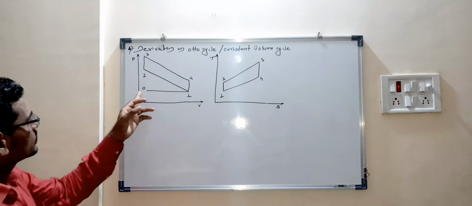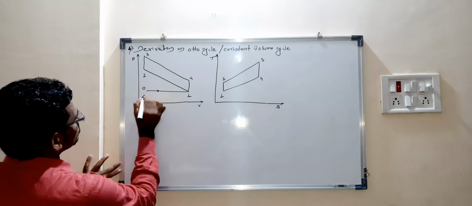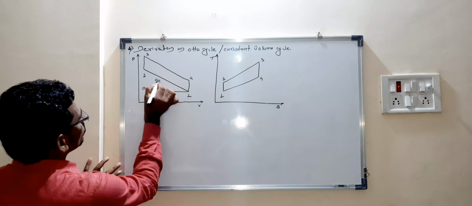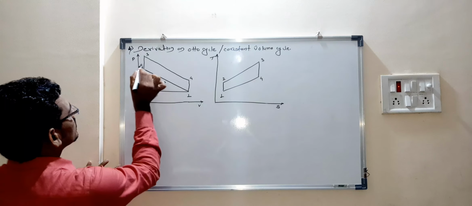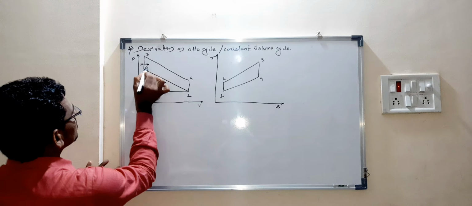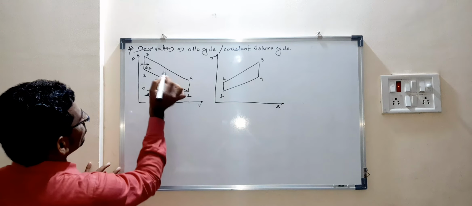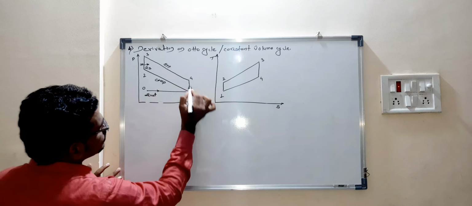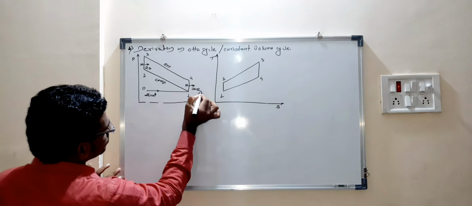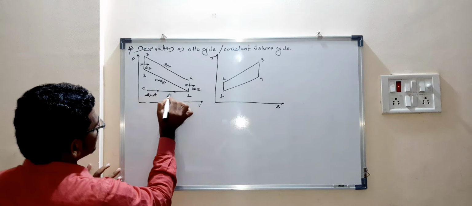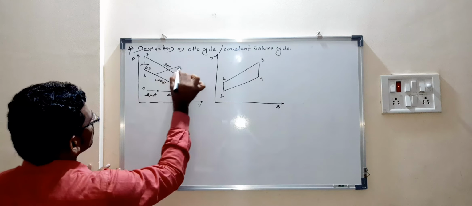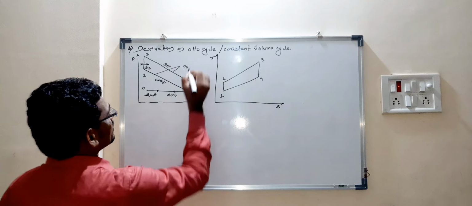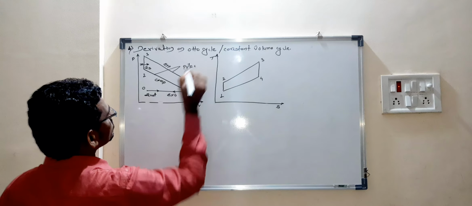Okay, so process 0 to 1 is the suction stroke. 1 to 2 is compression. 2 to 3 is heat addition, QS. 3 to 4 is the expansion process, and 4 to 1 is the heat rejection process. Again, 0 to 1 is the exhaust process. Here, compression and expansion take place adiabatically: PV raised to the power gamma is equal to C.